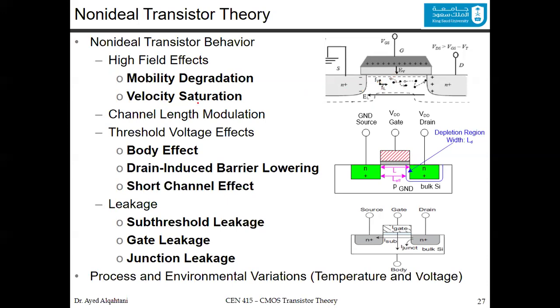There are so many things going on here because of those two electrical fields that cause mobility degradation and velocity saturation. Also, you have the channel length modulation effect. As you can see here, you have the length that you assume between the two diffusion regions, but it's actually less than that, what we call the effective length. We have also threshold voltage effects coming from the body, from the drain, and from the short channel that we just mentioned. We also have the leakage effect. The current is leaking out.